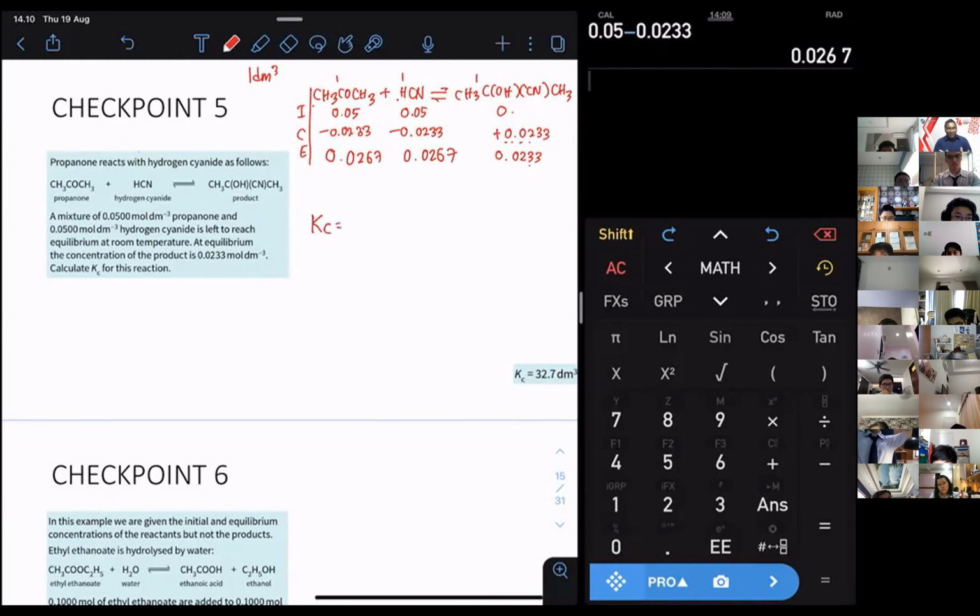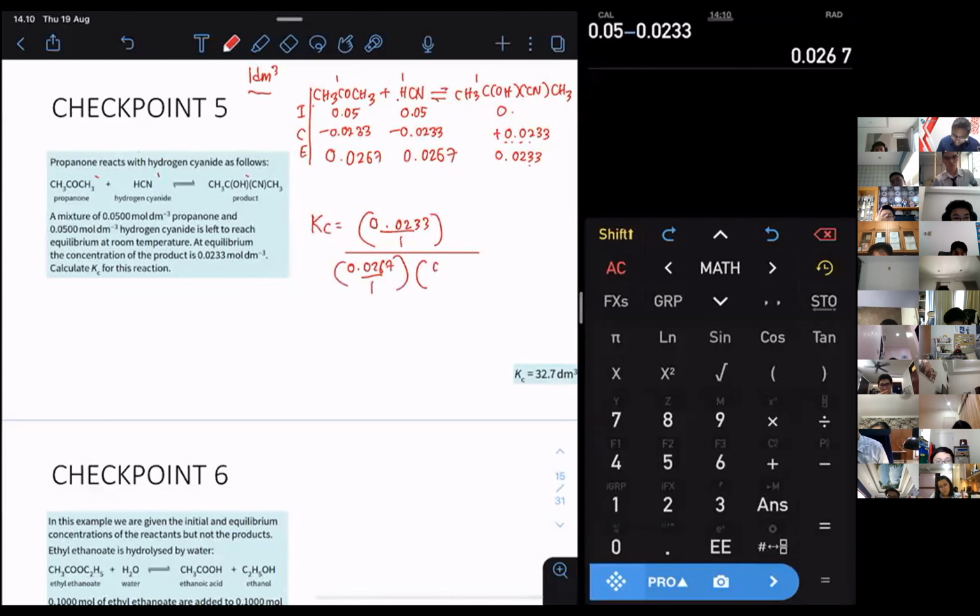So when I have this information, what is going to be my Kc? I don't want to write the expression. I know that this divided by this, and then all to the power of 1. I'll skip that part. I'll just put 0.0233 divided by 1. Normally, I like to put divided by 1 because it reminds me that this is going to be concentration, not number of moles. 1 is 1 dm cube. So divided by 0.0267 divided by 1, and then 0.0267 divided by 1.